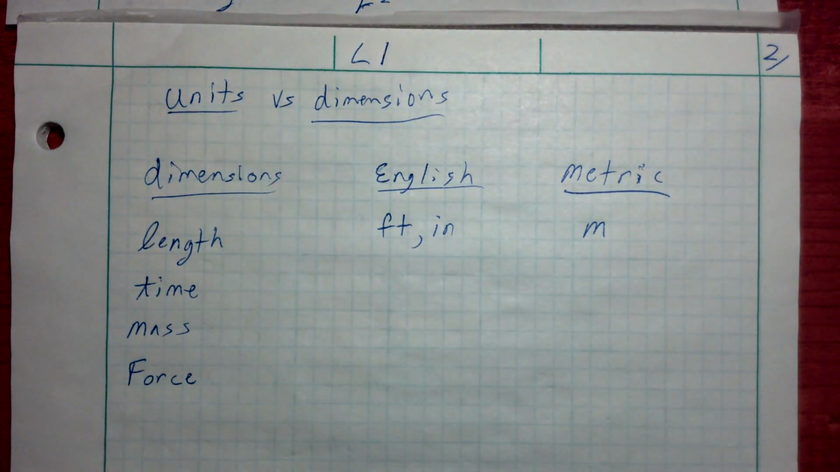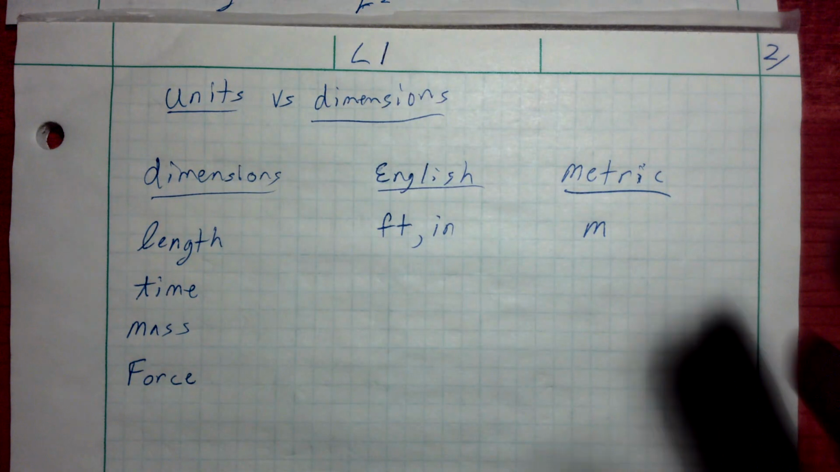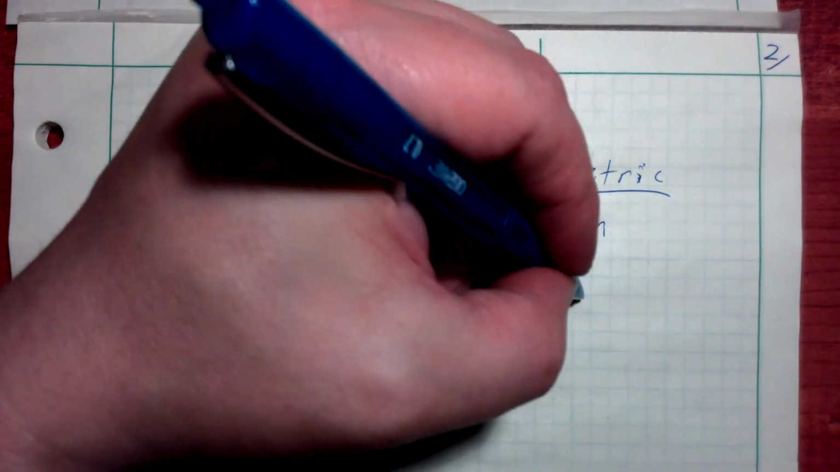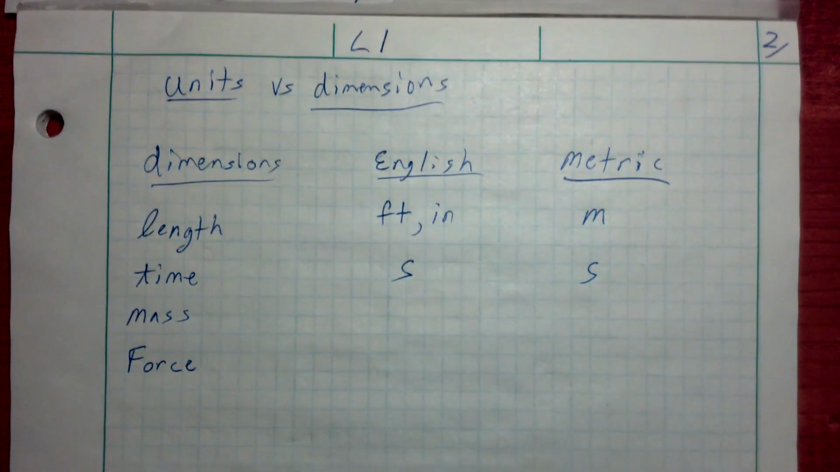In metric, of course, it's just the meter. You will probably encounter centimeters, on rare occasion maybe kilometers, but just about everything we're going to deal with would be something you can pretty well put on a piece of paper. Feet, inches, and meters are going to be the most common thing we'll use, maybe the occasional centimeters. Time is the unit of seconds in both systems.